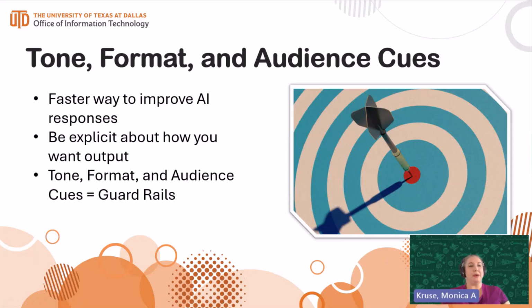One of the fastest ways to improve AI responses is to be explicit with how you want the information to be delivered. Tone, format, and audience cues behave more like guardrails and help to shape how AI responds to match your intent, content, and communication needs. And later on, I'm going to ask Copilot 3 separate questions, and we'll see in real time how tone, format, and audience cues change the output.